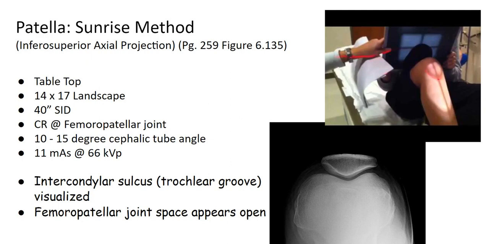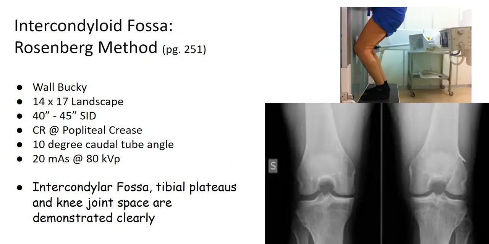Okay, last one, let's look at the intercondylar fossa. Remember, the intercondylar fossa is a posterior fossa or groove found in between the femoral condyles. So the intercondylar sulcus is anterior, the intercondylar fossa is posterior. And in this projection, we're really trying to visualize that fossa nice and open.